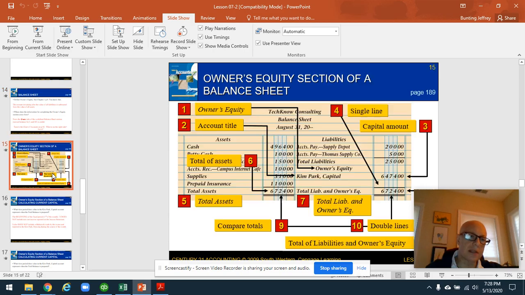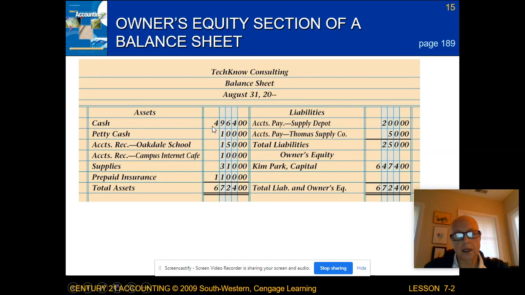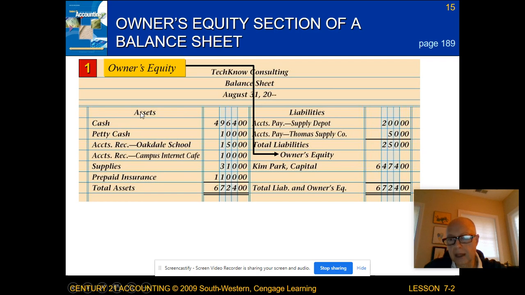So here's the process. And I'm going to set up my slideshow right now. All right, so here's our balance sheet. This is the completed balance sheet. So let's go through the sections. One, owner's equity. It has to be labeled this way. You've got to put a label here and here and here.